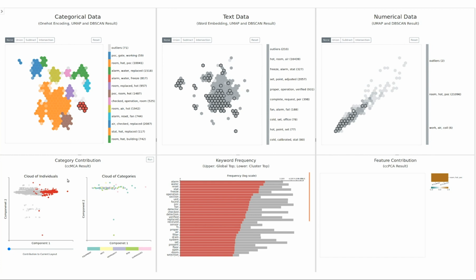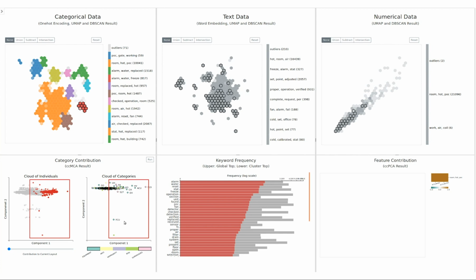We can also check the contribution of each category to the current cluster by examining the cloud of individuals, where each dot represents a maintenance log, and the cloud of categories, where each dot represents a specific value of a certain categorical feature. To look for category values that contribute more to a selected cluster, we look for dots from the cloud of categories, located at roughly the same area as the colored dots in the cloud of individuals.